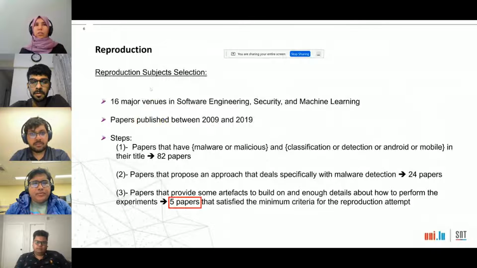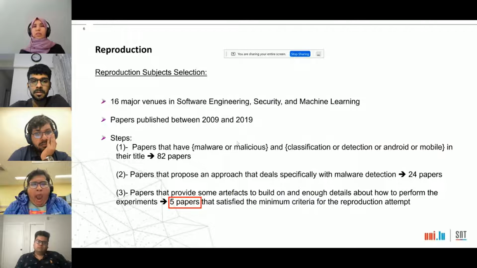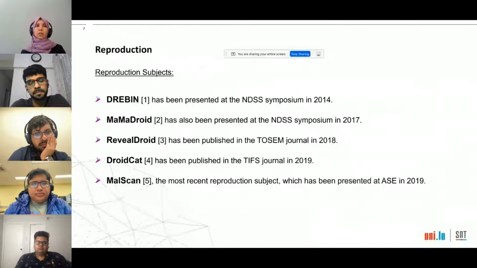How were our reproduction subjects selected? We have considered 16 major venues in software engineering, security, and machine learning. And we have selected the papers that have been published between 2009 and 2019. After applying our selection criterion, we ended up with 5 papers that satisfied the minimum criteria for our reproduction attempt. These papers are Drebin, MaMaDroid, RevealDroid, DroidCat, and Malscan.